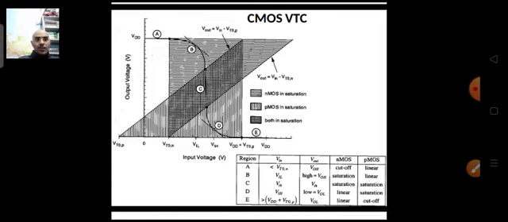Then comes region D, and in region D, things are exactly opposite. NMOS operates in the linear region, whereas the PMOS operates in the saturation region. And in region E, your NMOS is in the linear region, whereas your PMOS is in the cutoff region. And that is why the output voltage is 0.